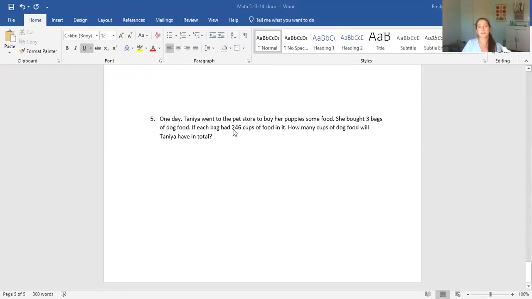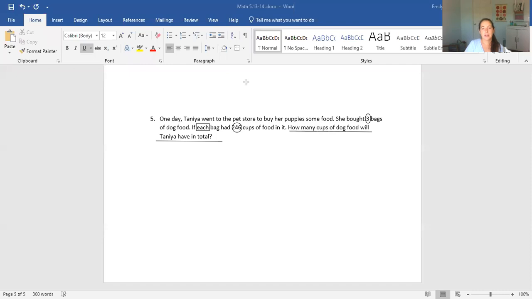One day, Tanaya went to the pet store to buy her puppies some food. She bought 3 bags of dog food. If each bag had 246 cups of food in it, how many cups of dog food will Tanaya have in total? All right, let's do some marking here. So Tanaya went to the pet store to buy her puppies some food. She bought 3 bags of dog food. Now I see one of our action words. If each bag had 246 cups of food in it, how many cups of dog food will Tanaya have in total?